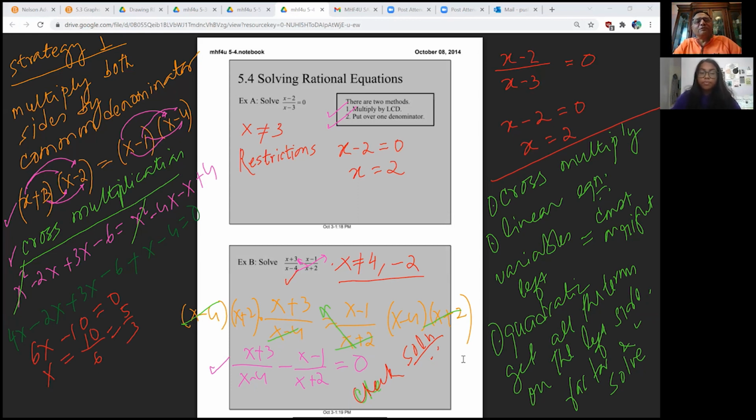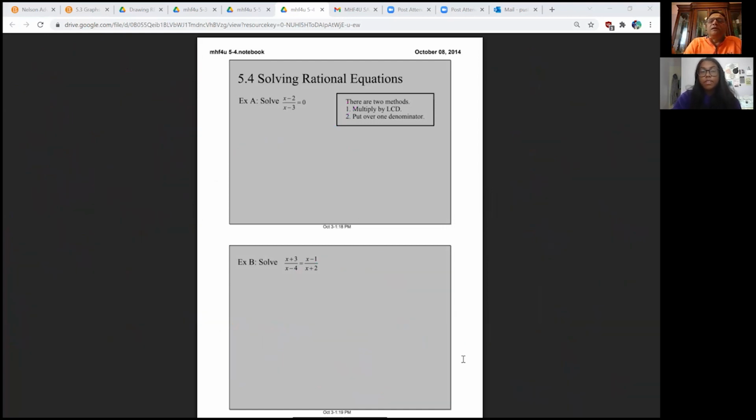Is it clear to you? No difficulty, correct? And for the second method that we learned, moving everything to one side over one denominator, you should get the same answer, right? Of course. So basically, let me clear all.